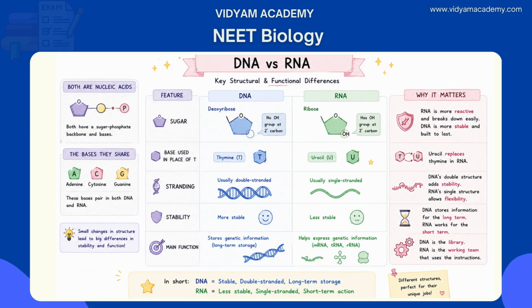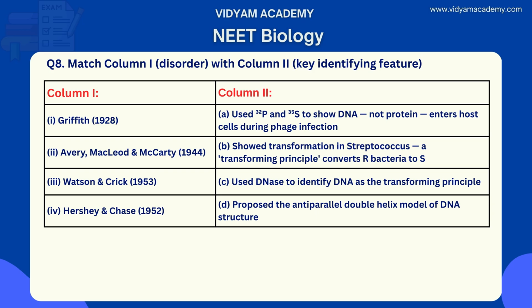Third, the stranding. DNA is almost always double stranded, providing structural stability and redundancy for accurate replication, while RNA is typically single stranded but can fold into complex secondary structures. These structural differences directly relate to function. DNA's great stability makes it ideal as the long-term store of genetic information, while RNA's versatility, mRNA carries messages, tRNA carries amino acids, rRNA forms ribosomes, serves the dynamic process of gene expression. That's why option C is the right answer here. Next, move to question number 8.